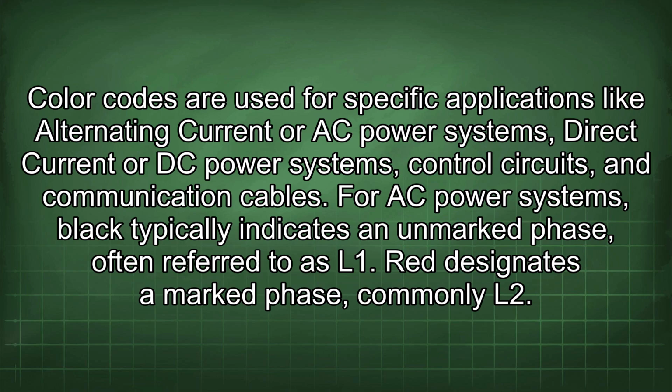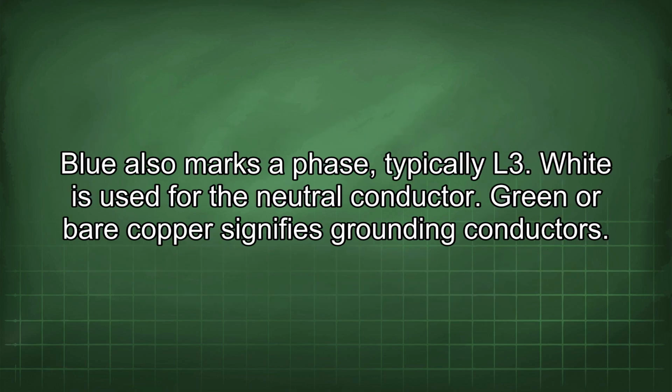For AC power systems, black typically indicates an unmarked phase, often referred to as L1. Red designates a marked phase, commonly L2. Blue also marks a phase, typically L3. White is used for the neutral conductor. Green or bare copper signifies grounding conductors.